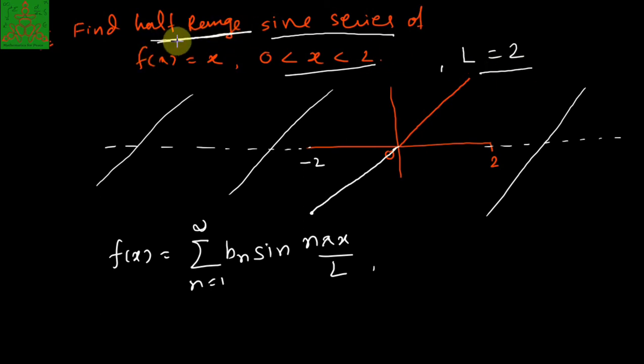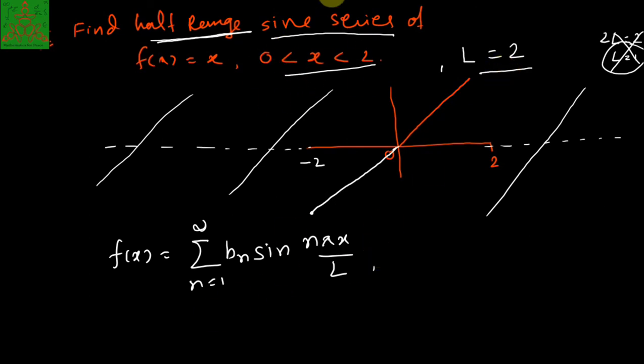If the question was to calculate only a Fourier series, then your 2L would be 2, and then your L would be 1. So this is not the case here. Here you have to calculate the half range series, which is in the interval 0 to 2. So that's why your L is 2.